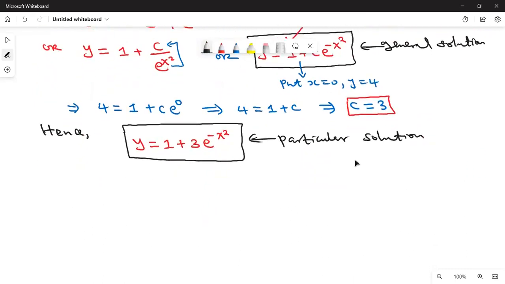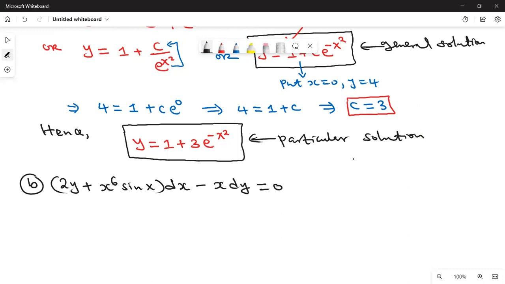In part B, let me write it here. In part B, we are solving (2y + x^6 sin x) dx - x dy = 0.